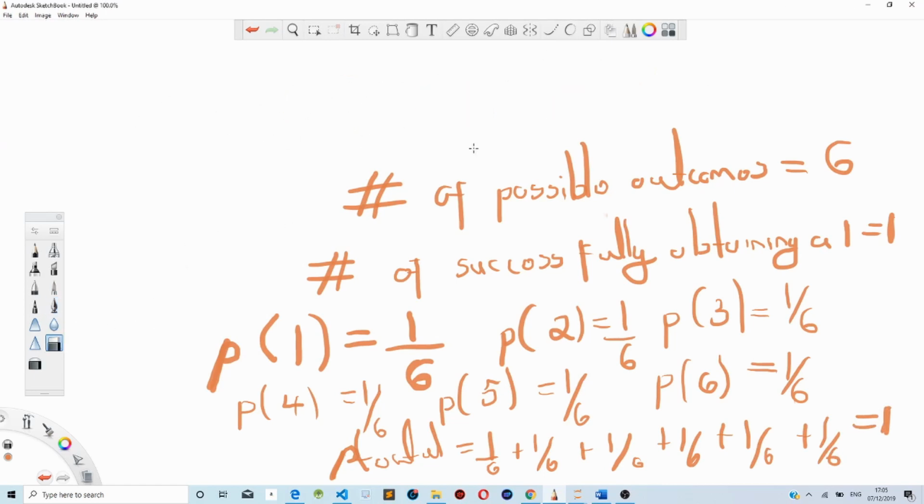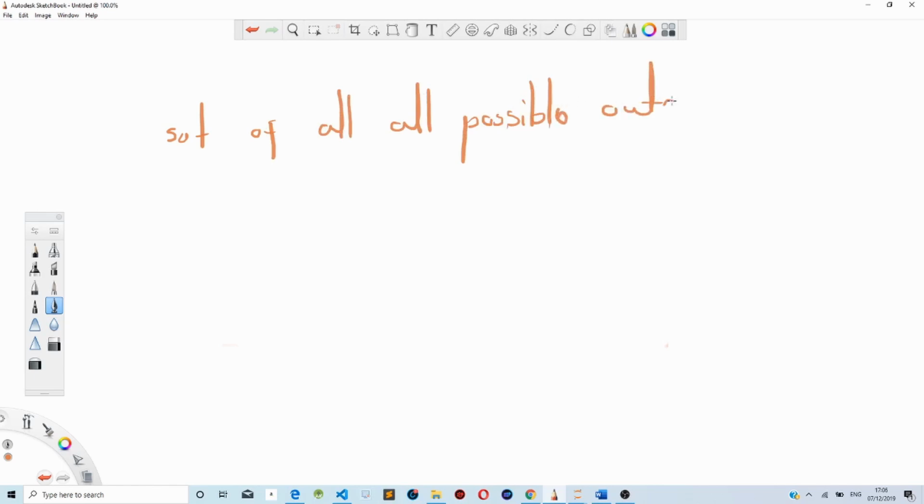So now I am going to introduce you to the notation for probability. Let's say the set of all possible outcomes is called the possibility space.